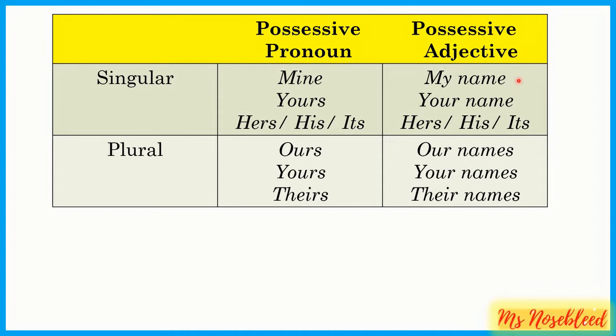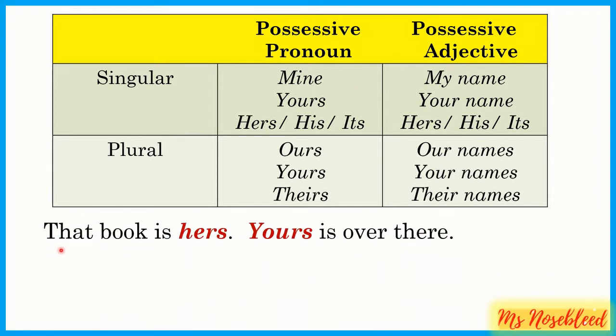Okay, so why don't we look at the different examples, okay? For example, that book is hers. Yours is over there. So that is possessive pronouns, okay? So you don't need a noun after it. Do you see that? Okay, so the singular would be mine, yours, hers, his, its, and the plural would be ours, yours, and theirs. Okay?